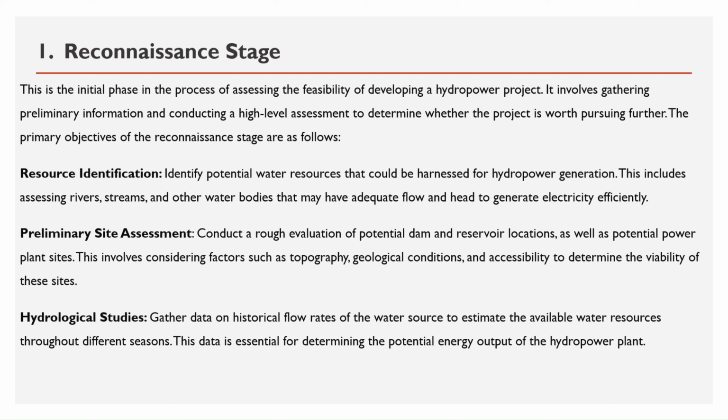Resource identification. Identify potential water resources that could be harnessed for hydropower generation. This includes assessing rivers, streams, and other water bodies that may have adequate flow and head to generate electricity efficiently.